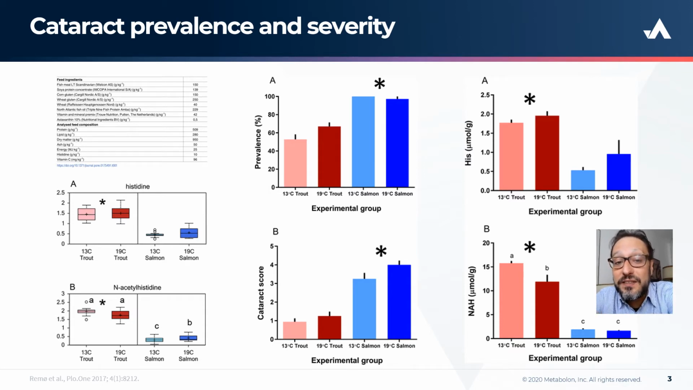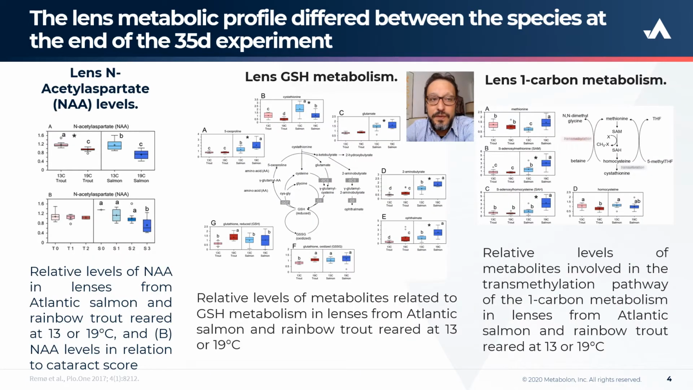Now, N-acetylhistidine has been shown to function as an osmolyte in the fish lens, therefore contributing to maintaining the water balance and volume regulation. So the depleted levels of N-acetylhistidine in the salmon lens indicate that the salmon lens's ability to osmoregulate is lowered, while the high concentrations in the rainbow trout suggest a stronger defense against shifts in osmolality and thus possibly a lower susceptibility to cataracts.